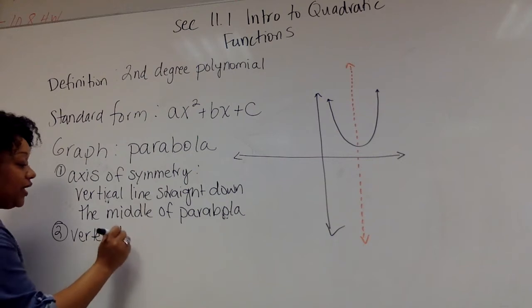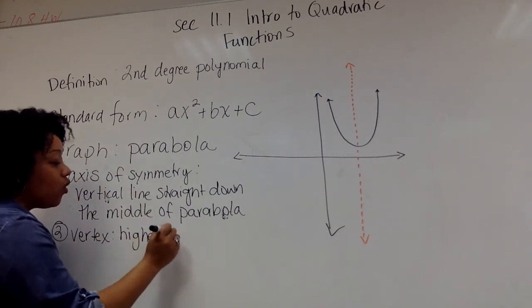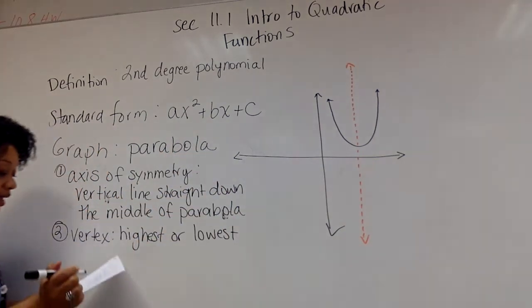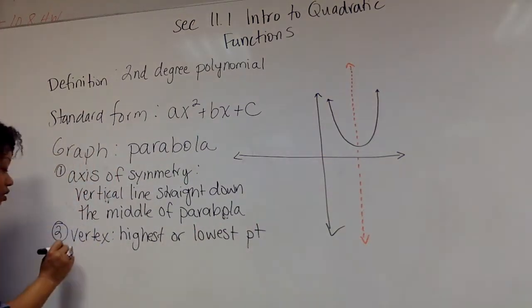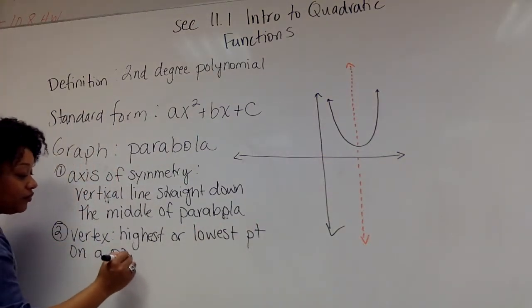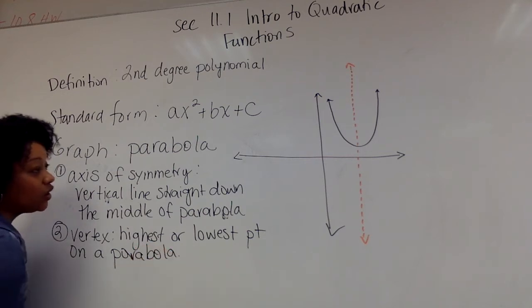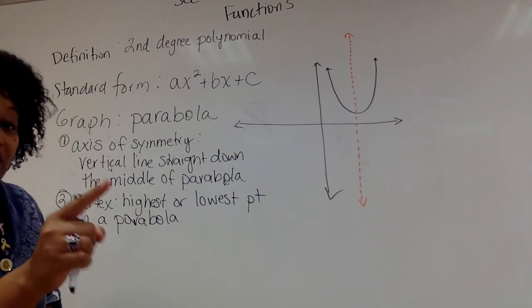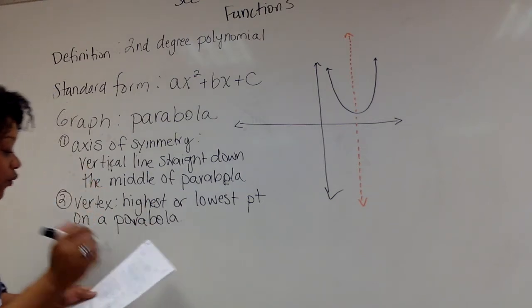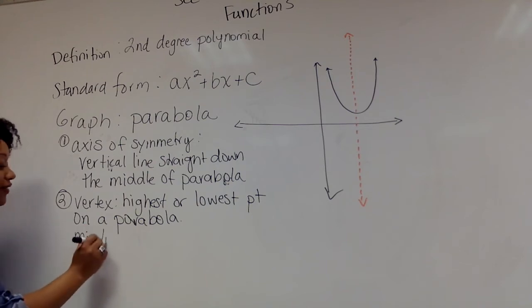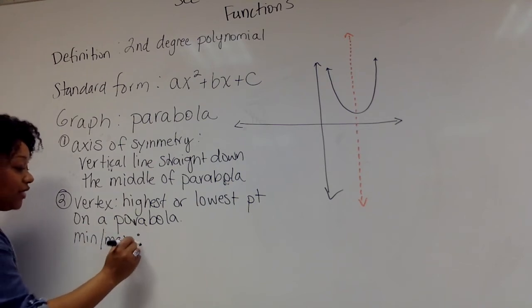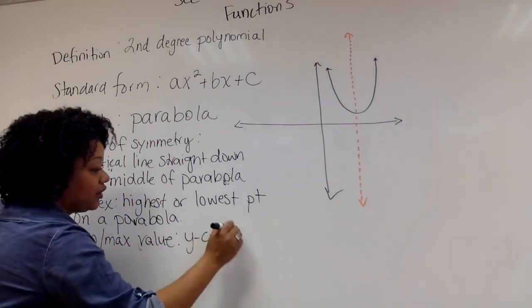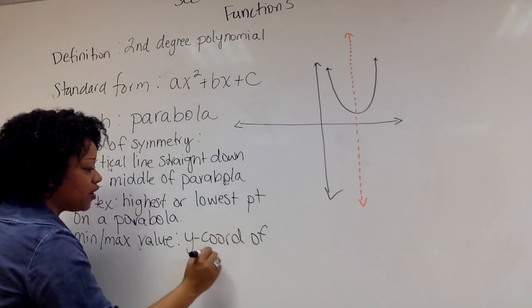The vertex will be the highest or lowest, depending on how your parabola is opening. It's the highest or lowest point on a parabola, okay? Highest or lowest point. Gonna be easy to find. It's the point where the curve changes direction. That's the cool part about it. And if we talk about a min or max value of the parabola, so write this down, min or max value, that's going to be the y coordinate of the vertex.